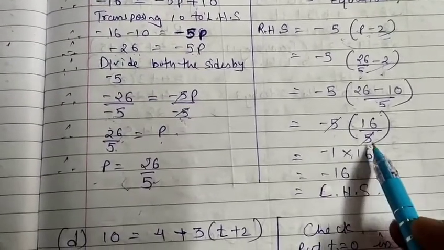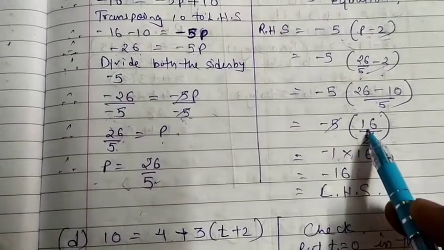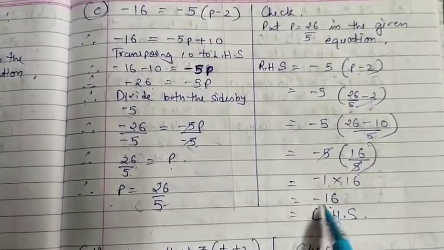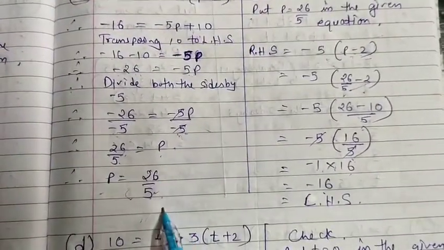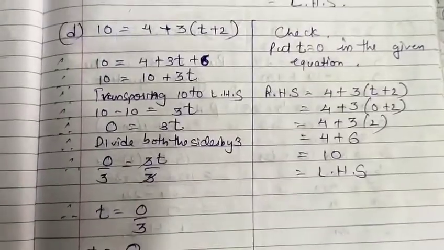Then open the bracket. While opening, put the multiplication sign, or you can directly do cancellation. -5 and 5 will get cancelled. 5 ones are 5, so it is -5. That means -1 will come, and -1 into 16 gives -16. And see whether it is there in the given equation toward your left hand side. Yes, it is there. So we can say that p equals 26 by 5 is the solution of the given equation.